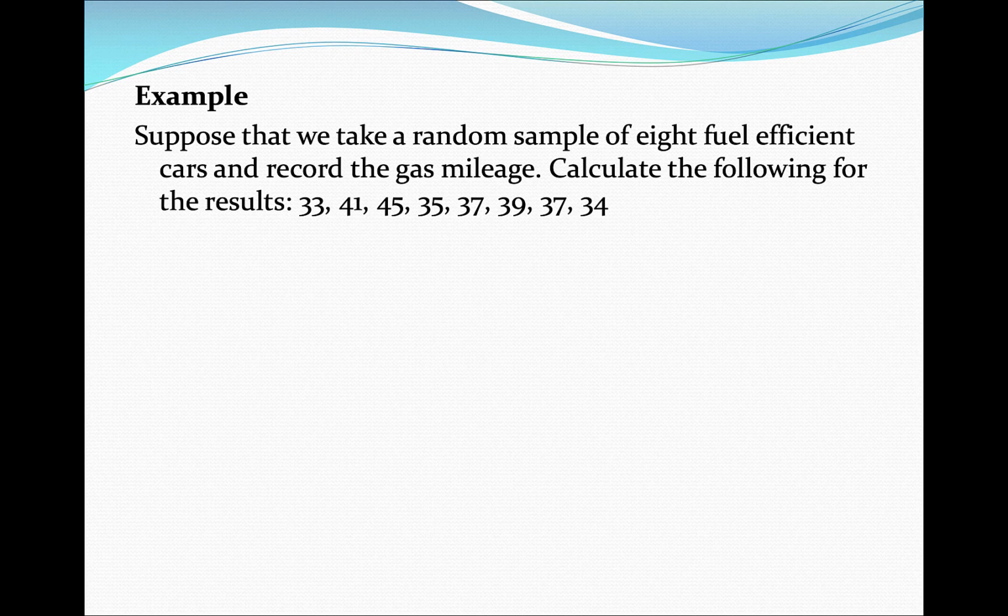So here's our example. Suppose that we take a random sample of 8 fuel-efficient cars and record the gas mileage. Calculate the following for the results. So these are our data points. Our data points are 31, 40, 33, 41, 45, 35, 37, 39, 37, 34.